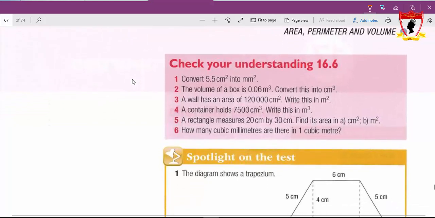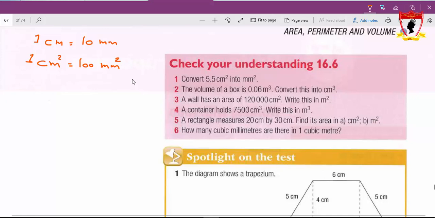5.5 centimeters square into millimeter square. The relation between centimeter and millimeter: 1 centimeter is equal to 10 millimeters. When the centimeter becomes square, the 10 will be square, which is 100 millimeter square. Well, 1 centimeter square is 100 millimeter square.